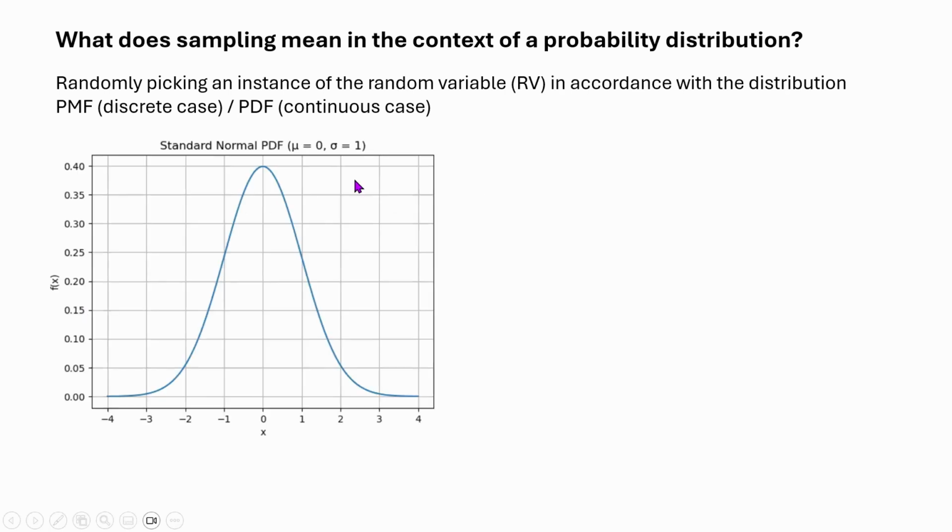So let's look at this particular graph right here. It's a plot of the standard normal PDF and you can see that the mean is 0 and standard deviation is 1. Now, if we want to sample a random variable from this distribution, we are basically randomly choosing a value of x. That is what sampling means. But when we are randomly choosing a value of random variable x, we have to do it according to the PDF given right here. So what does that mean?